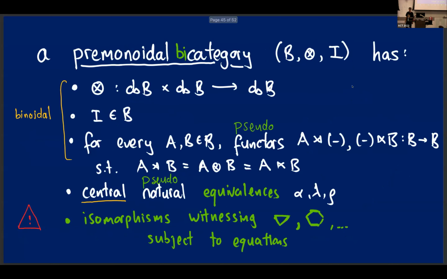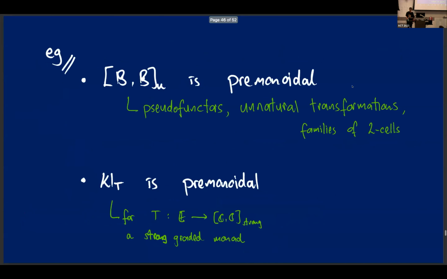So then we can define a premonoidal bicategory by taking the definition we had for binoidalness, and instead of having central natural isomorphisms, we do the bicategorical thing, which is central natural equivalences, and then we add in extra data similar to a monoidal bicategory and similar equations. And I've put a red triangle there just to warn you that there is a little bit of a subtlety there. It's not completely straightforward exactly how you do that.